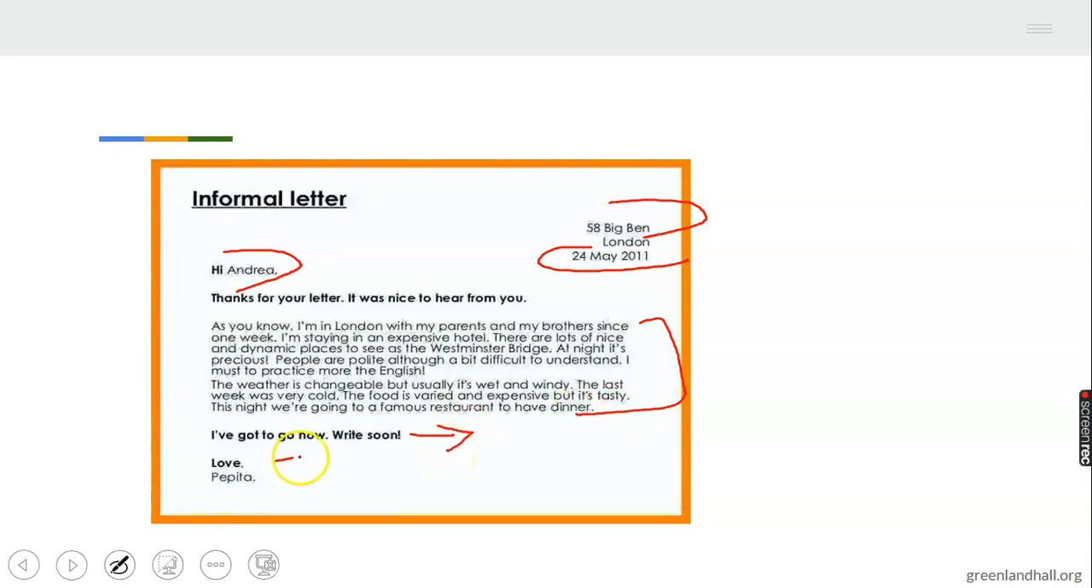Then you have your complimentary closing. That's love. Then your name. You see the name of this person here. Okay, that's what letters are. You write your address, you write the date, so that you will know, the person will know when you wrote that letter, and so that you can keep records.